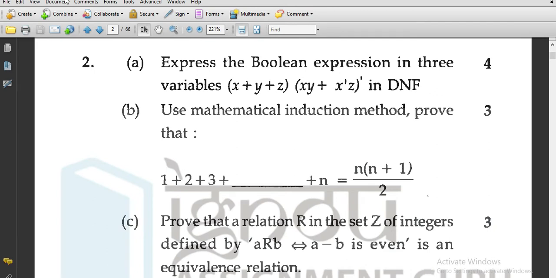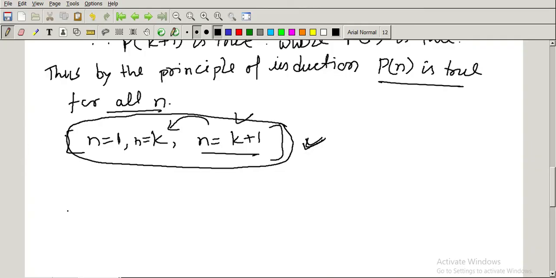So third part is your prove that a relation R in a set Z of integers defined by aRb. aRb means a is related to b, and R is a relation. a minus b is even, is an equivalence relation. So सबसे पहले हमें ये समझना होगा that what is an equivalence relation, right? So let's see it, right?